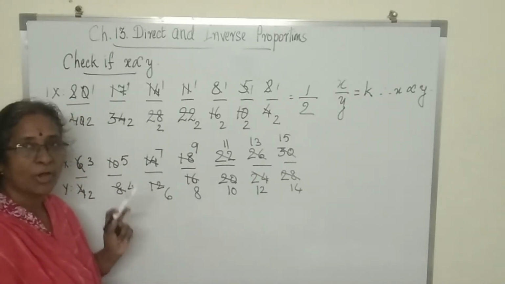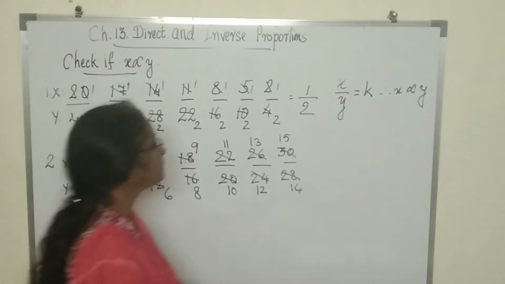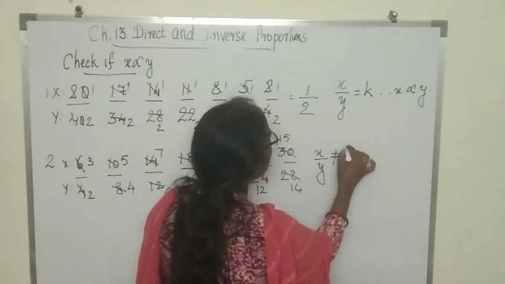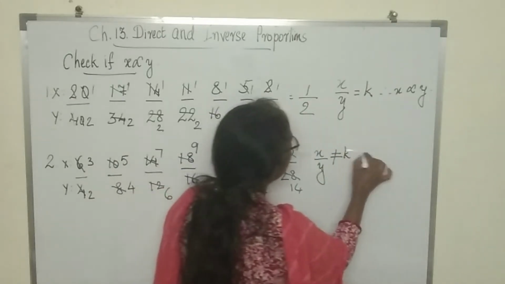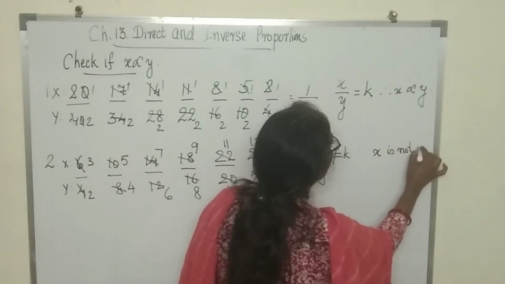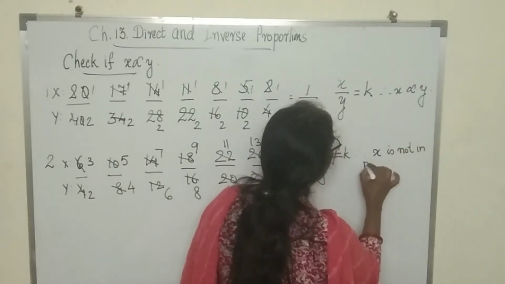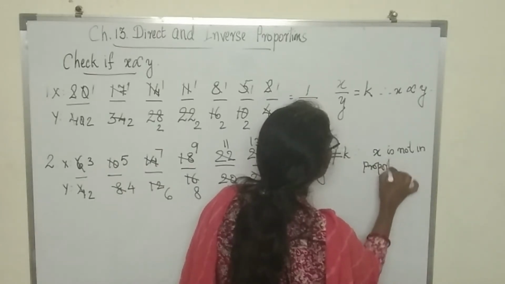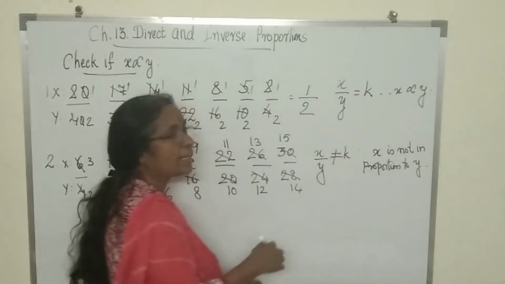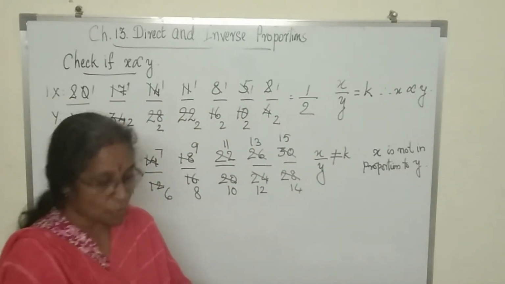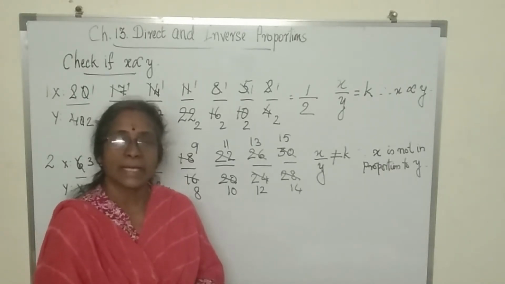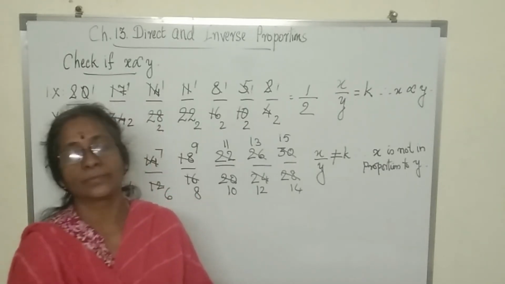So is it a constant? No. So you have to write x upon y is not equal to k. Therefore x is not in proportion to y, or x and y are not in proportion. So this is how we check whether the given values of x and y are in direct proportion or not.